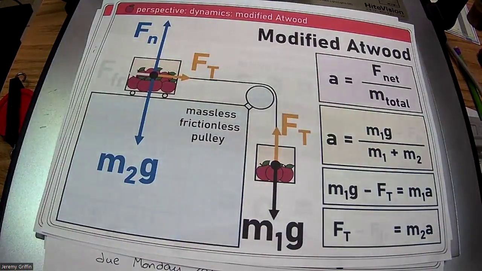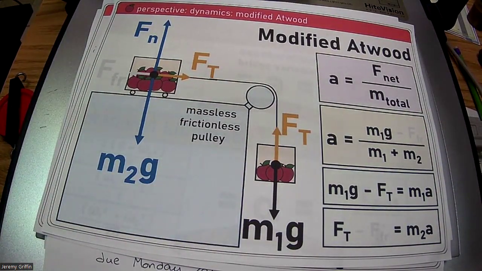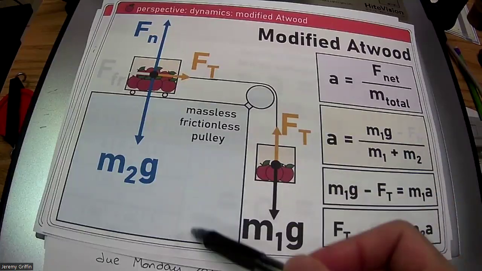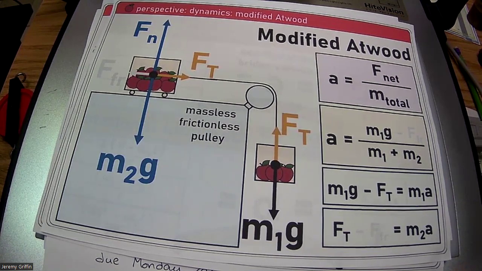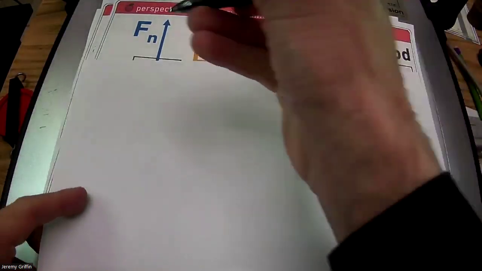So really, there's only one force that we can home in on that's really driving the system to move. Isn't that just the weight of M1? That's driving the whole system. That effectively is the net force from a system point of view. And so let's do some math here.